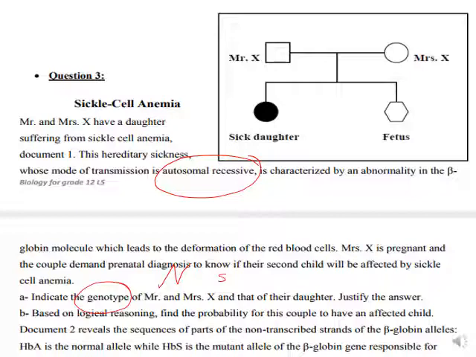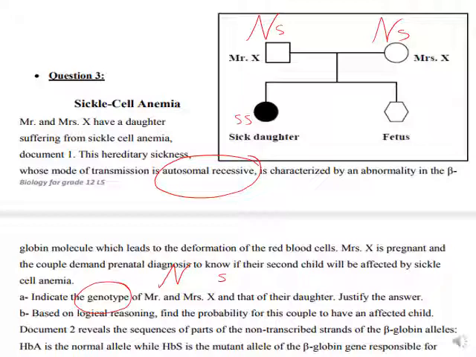So both parents are normal, but they gave birth to the affected child. So the child should inherit the allele for the disease from at least one of the parents. So it's mutant, and it's recessive with respect to the normal dominant allele. So both of them will be of genotype N//S, and the sick daughter will be S//S.